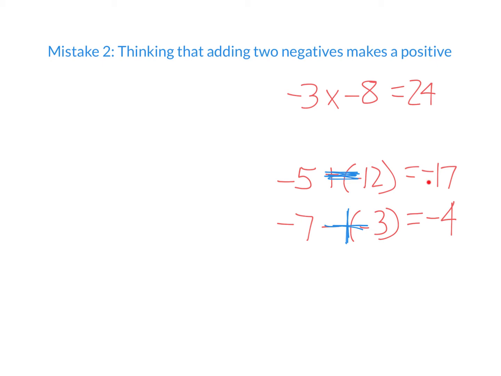So in both cases, we ended up with a negative answer. So the rules for multiplying and dividing don't apply to adding and subtracting. When we multiply and divide, we think about whether the answer is positive or negative. When we're adding or subtracting, we think about whether the sign between the two numbers is a subtraction or addition. All right, let's move on now to some fractions.